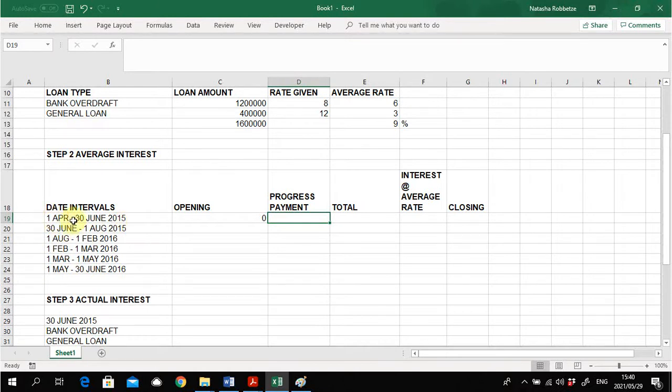So you will see this interval starts with 1 April and the first progress payment is made on 1 April. So I'm going to put in the 200,000 here. Total 0 plus 200 should give you 200,000. Then we have our interest at the average rate. So it's going to be the 200,000 times the 9% that we calculated as average times the months in the date interval. So it is April, May, and June. I get 3 months.